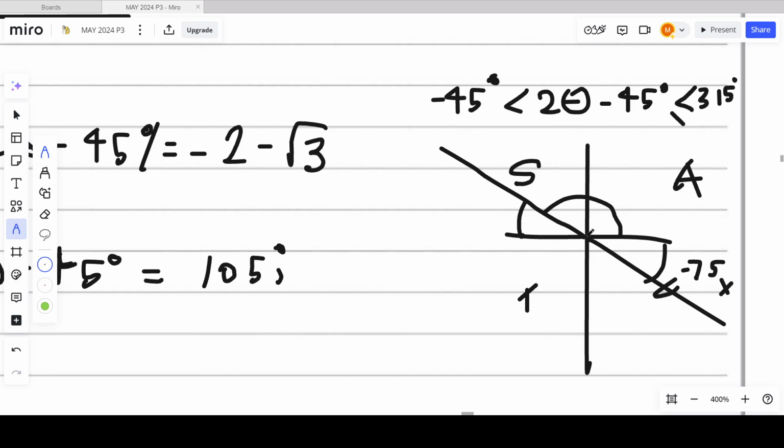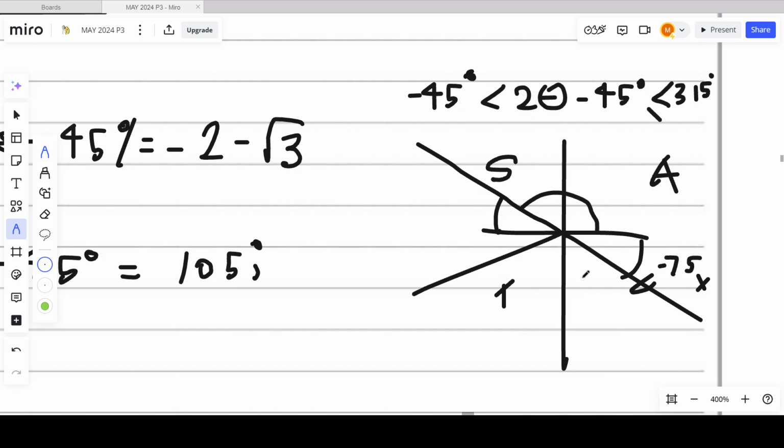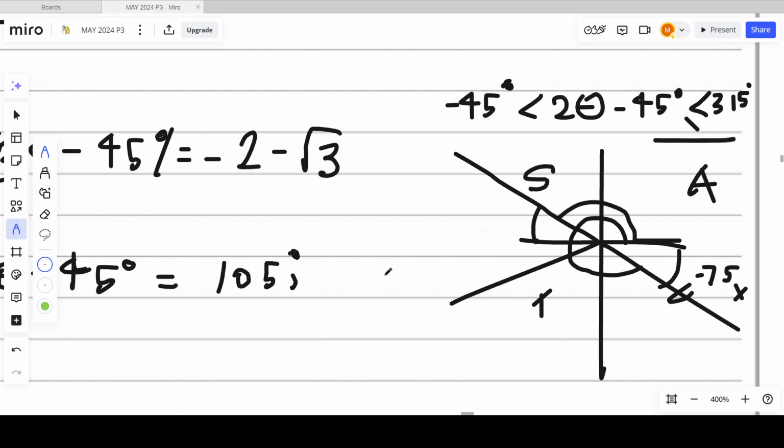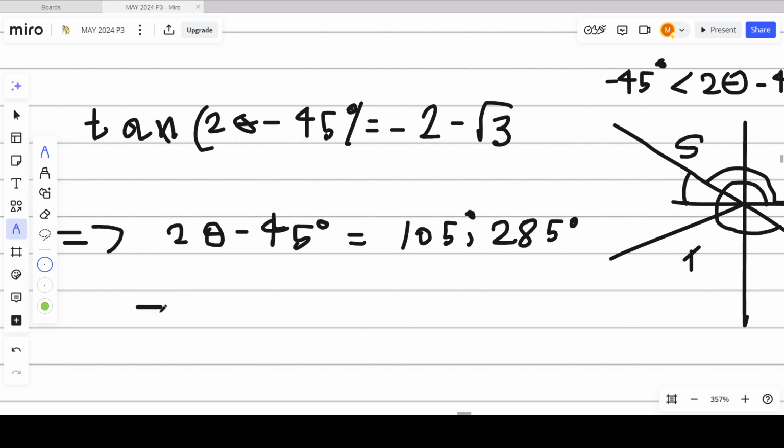Then there is another possible angle in the third quadrant, but it is not acceptable since in this quadrant tan theta is positive, right? And at last, if you go around 90, 180, 270, and then 360, this is another possible angle where tan theta is negative. This is 360 minus 75, which is 285 degree, and it lies within the range. Okay, now just make theta the subject.